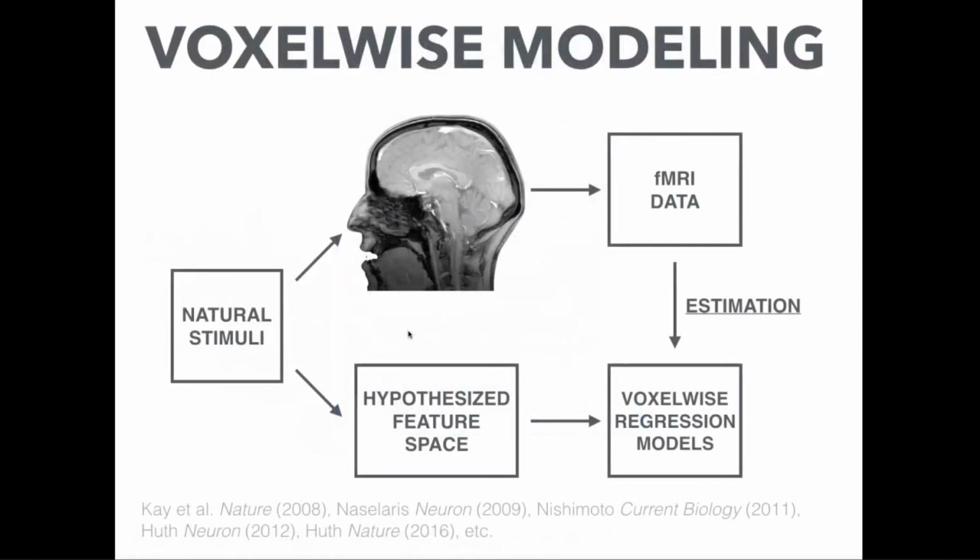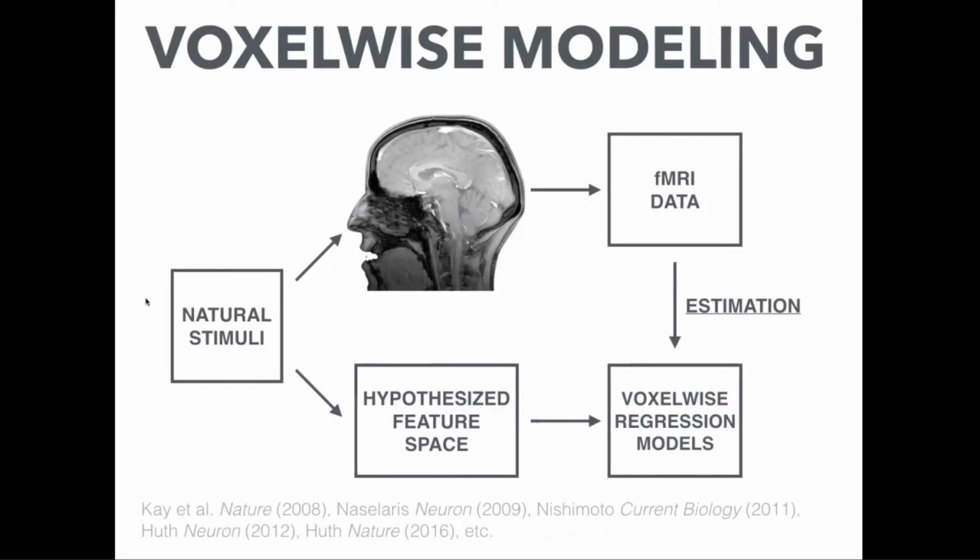The framework that we use is something that we developed or pushed in for slightly more than a decade, starting with Peter Kay's work in 2008. And it all follows the same path. We take a natural stimulus, which in this case is naturally spoken narrative stories, but it might be natural images or natural movies. We play them for our subject. We record fMRI data. And we take these stimuli and project them into some hypothesized feature space. We extract features from the stimuli using some computational model.